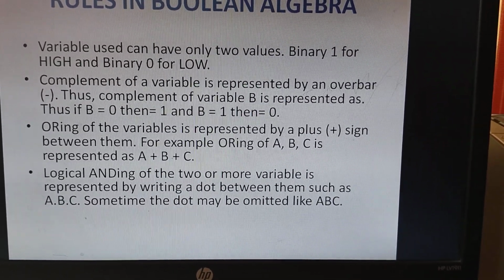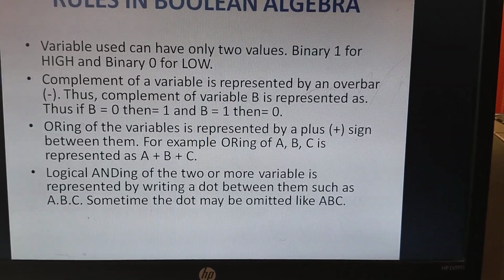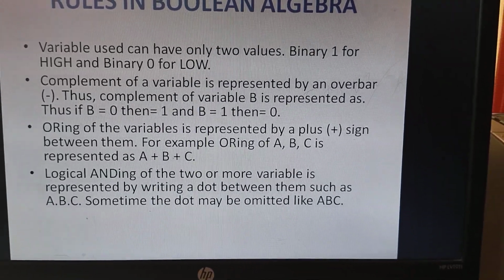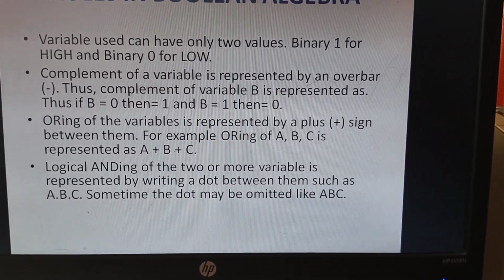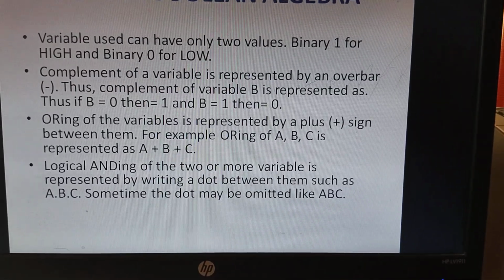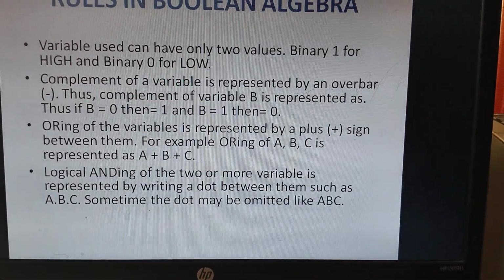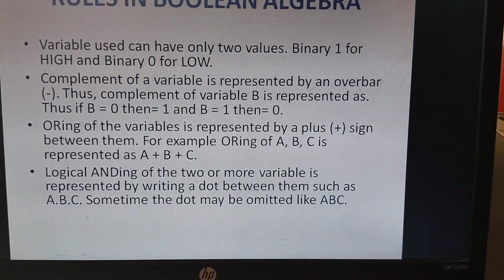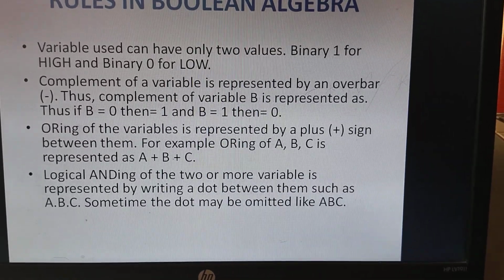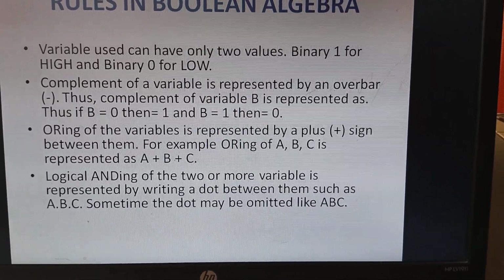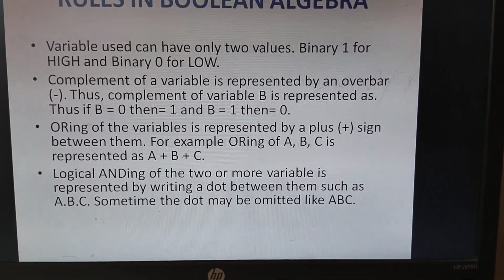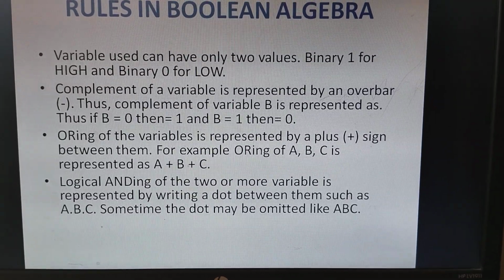Next, the ORing concept, that is a plus sign, A plus B plus C for variables. For example, ORing of A, B, C is represented by A plus B plus C. Next, logical ANDing operations. Two or more variables are represented by writing a dot between them, such as A dot B dot C. Sometimes the dot may be omitted, like ABC.